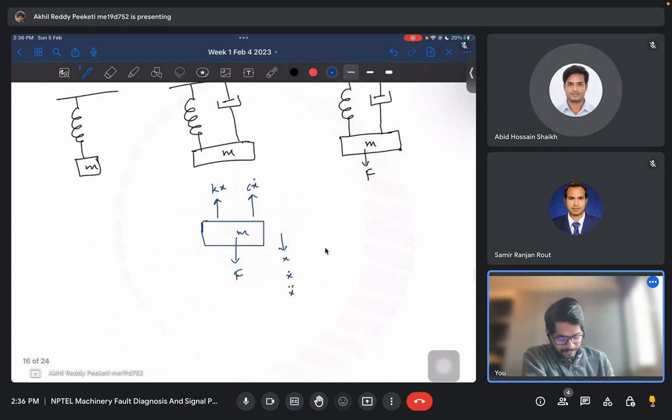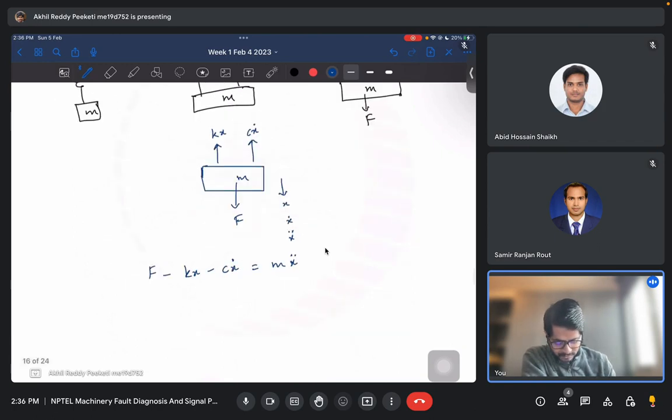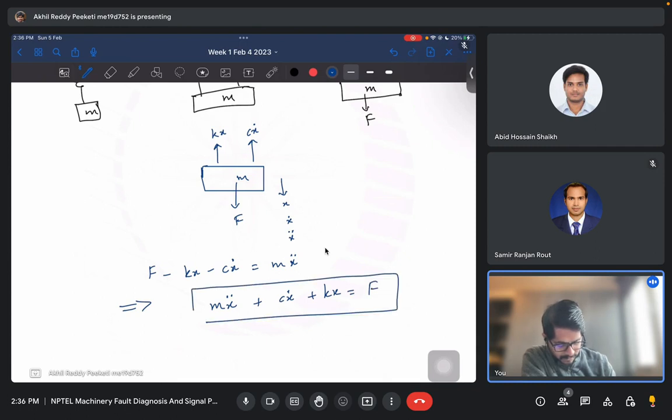So now the total force on the system would be F minus Kx minus Cx dot, giving rise to the acceleration m x double dot. So basically we are writing F equal to ma with all the forces. So this gives us the final equation: m x double dot plus C x dot plus K x is equal to F, when there is an external force F.